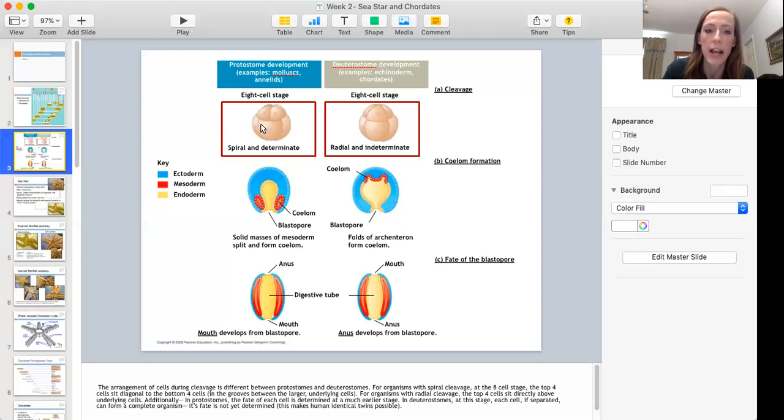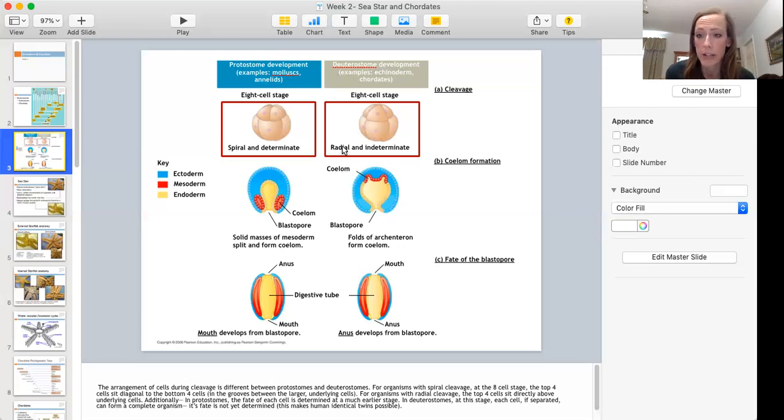So you had 4, and then 4 of them formed by division of the first 4. And the orientation was shifted, like catty corner a little bit. And we call that spiral cleavage. Whereas in deuterostomes, the cleavage occurs between the 4 and the 8 cell stage, and those second 4 sets of cells are stacked directly on top of the first 4. So that's called radial cleavage.